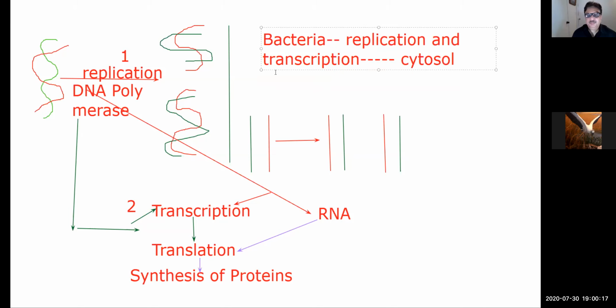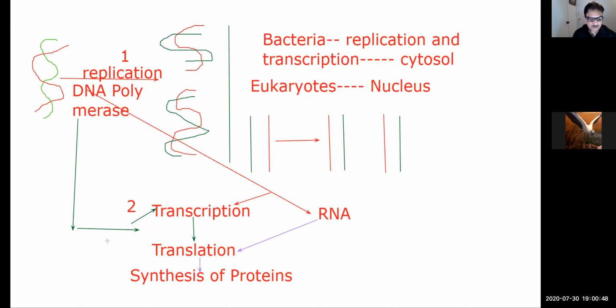And in plants and human cells, so let's say in eukaryotes, both replication and transcription occur in the nucleus. Why? Because the DNA is present in the nucleus. So transcription and replication in eukaryotes are both in the nucleus. In bacteria, it is in the cytosol. Now, this is a very important point.